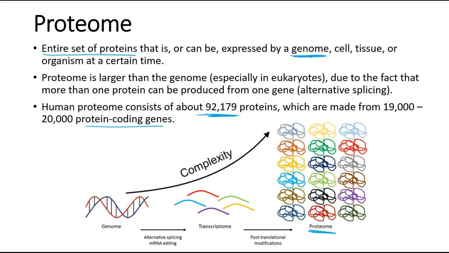And that has to do with really the demands placed on the cell. If the cell needs a specific protein, it's going to turn on that specific part of the gene in order to make that particular part of the protein.